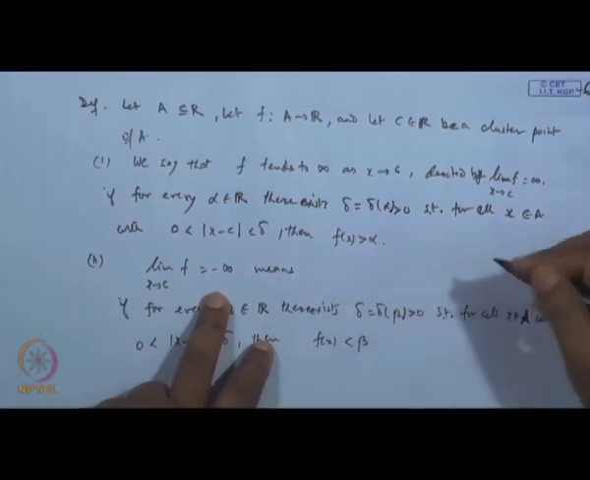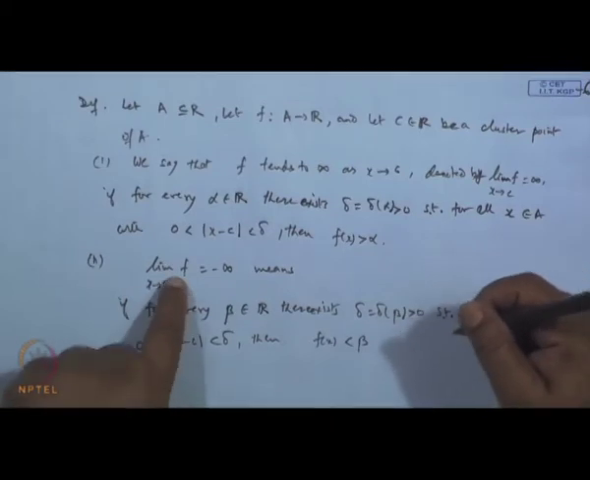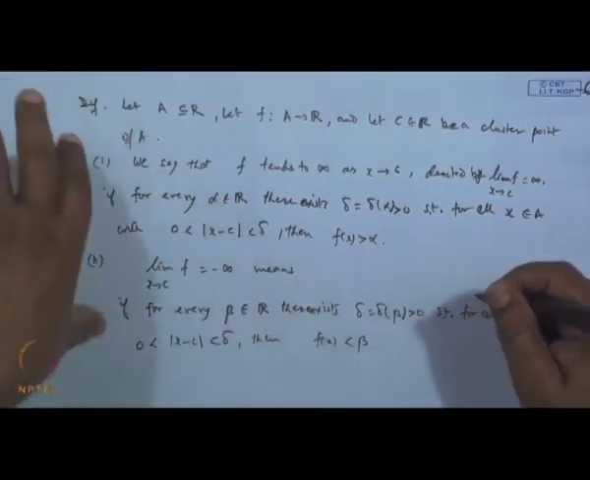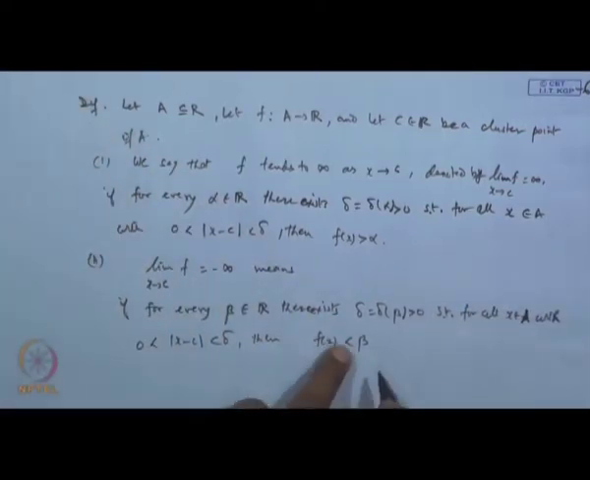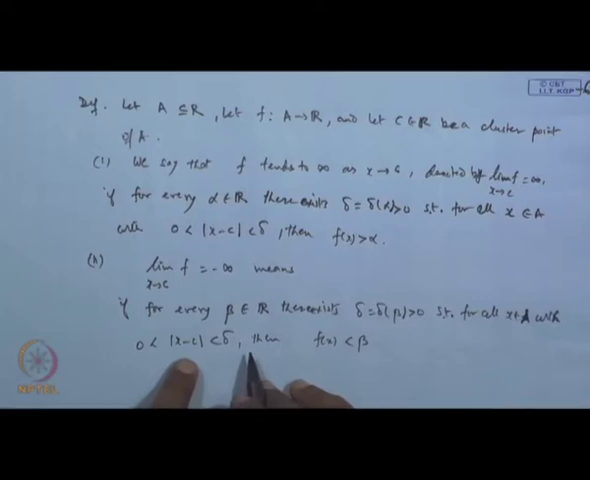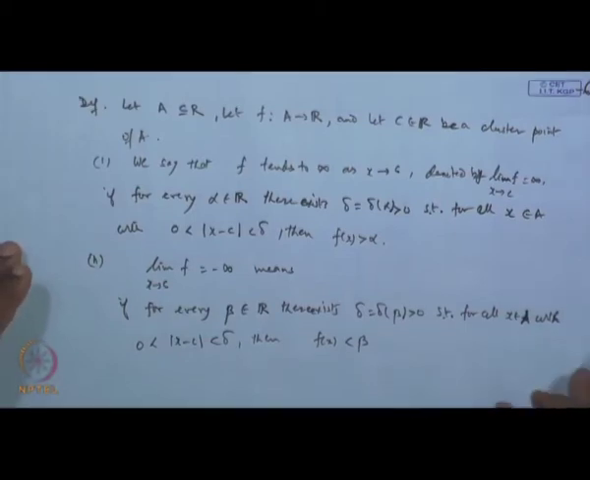So when we say the limit is minus infinity, it means when x is approaching c either from the left hand side or from the right hand side, the function f x is approaching minus infinity, that is, it is unbounded towards the negative side. That is equivalent to saying that whatever number you pick, there will be a delta neighborhood around c such that the value of the function will still be lower than that number beta, and this shows the function f x will go to minus infinity when x is sufficiently close to c.